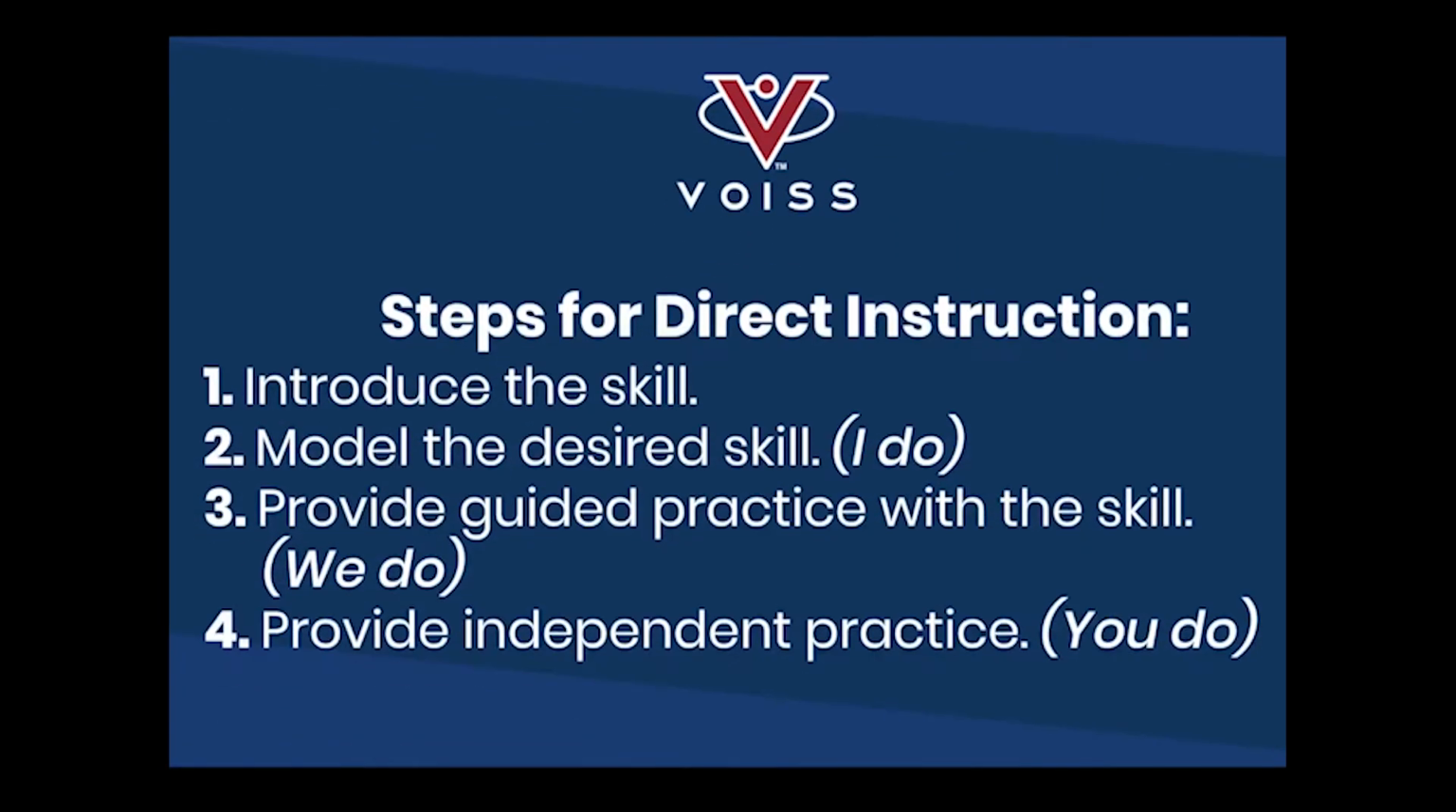In direct instruction, the targeted skills are explicitly taught through modeling, systematic prompting, guided practice, error correction procedures, and the use of reinforcement. There are 4 essential steps to direct instruction, and they include: Step 1, introduce the skill. Step 2, model the desired skills. We also refer to this step as I do.